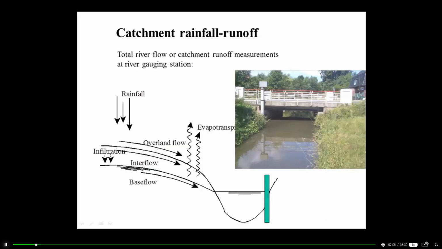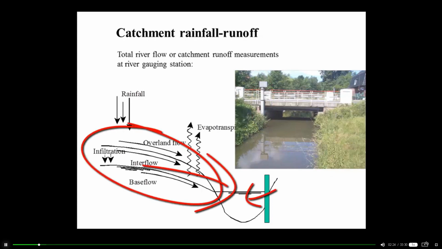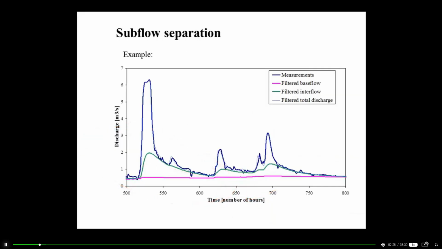It is hard to measure rainfall runoff directly. That's why we most often make use of indirect observations, for instance based on river flow observed by a gauging station. The river flow is indeed representative of the total catchment runoff upstream of the location of such a gauging station.